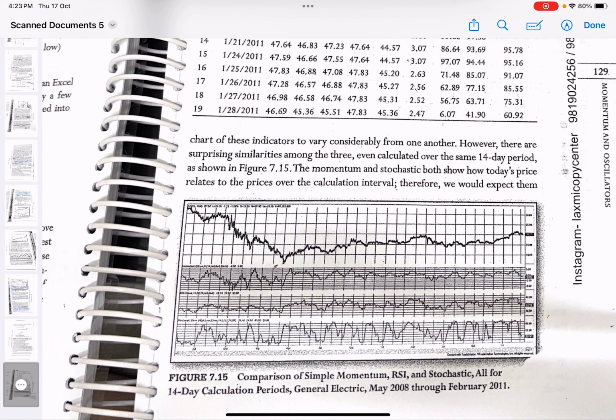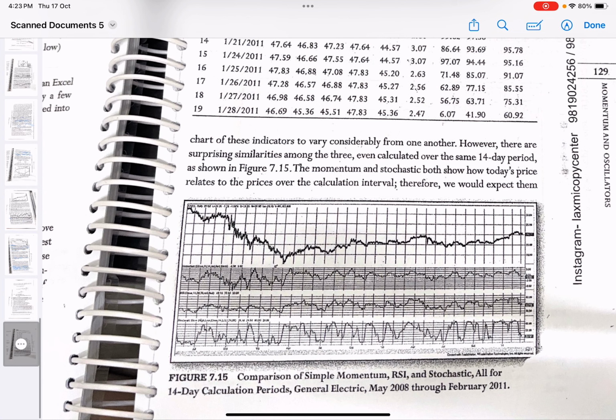But for now, you need to understand that stochastic, momentum, RSI, all of them look just the same and they're plotted also just the same.